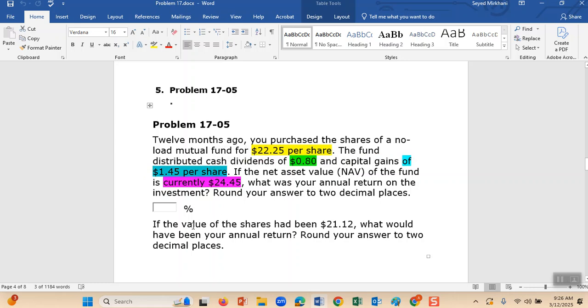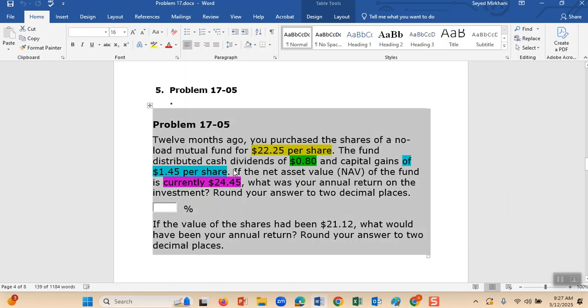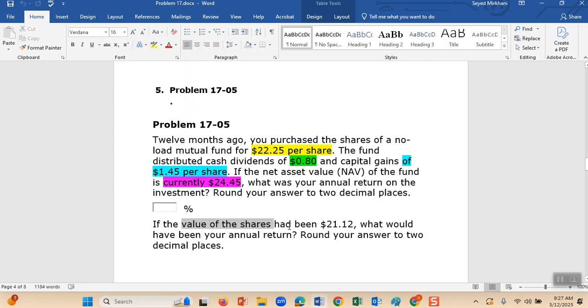Now, a year after, things go bad. Look at that. Imagine you bought it for $22, and it dropped to $25. Here, the manager did very badly. Not only did the fund drop, it didn't give you any dividends, and it didn't give you any capital gain. Therefore, that's a sad situation for this year.